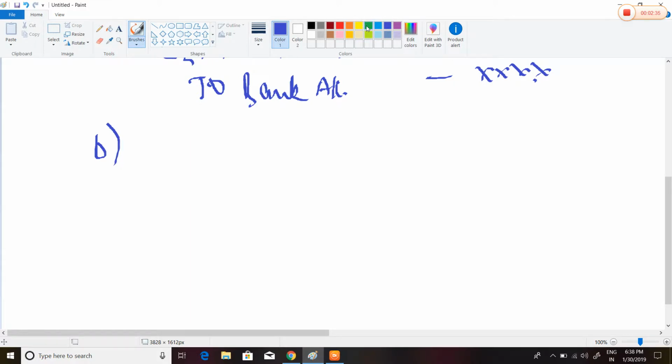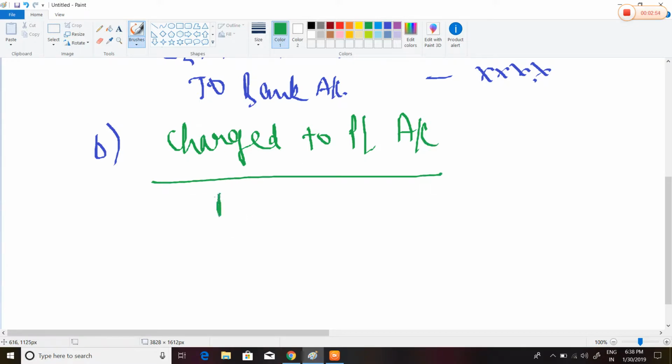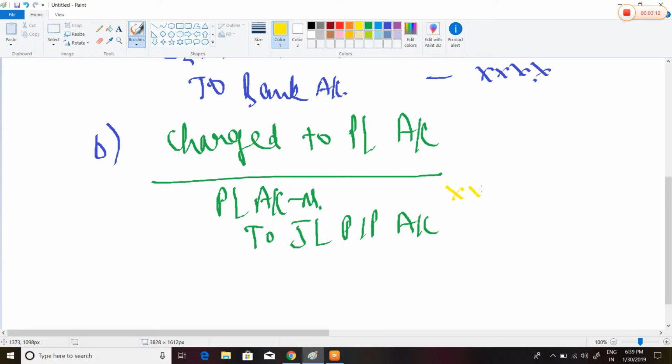Second, the payment of insurance premium has to be charged to profit and loss account. What would be the journal entry in that case? Profit and loss account debited to joint life policy insurance premium account. First we have to pay it to the bank account, then we have to transfer it to profit and loss account.